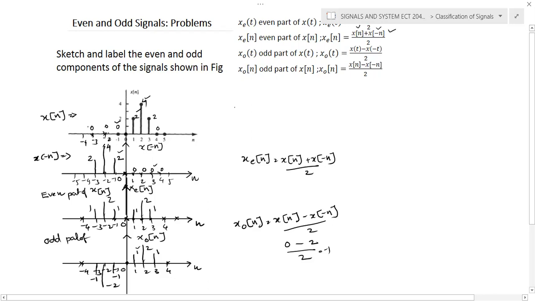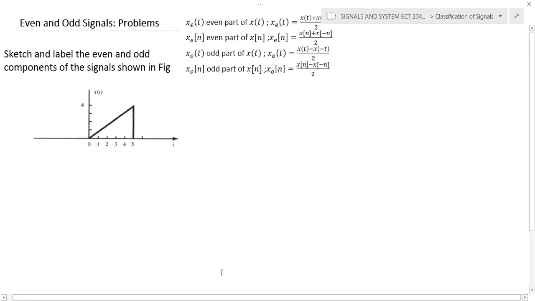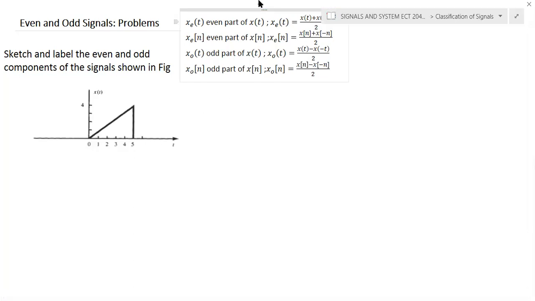So it's correct. So we can verify this also. X of n can be written as xe of n, its even component, and xo of n, its odd component. Okay. Now we can try the similar question in a continuous time signal. We can use the same concept.